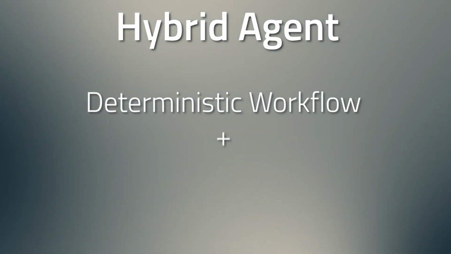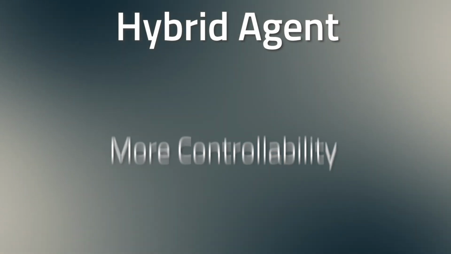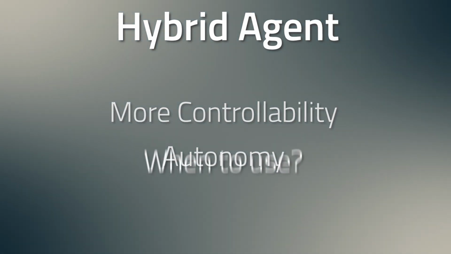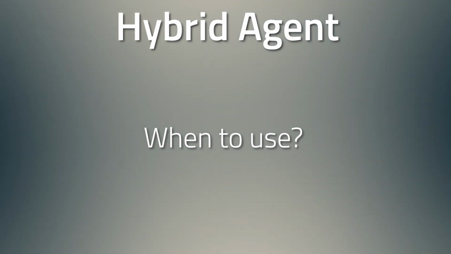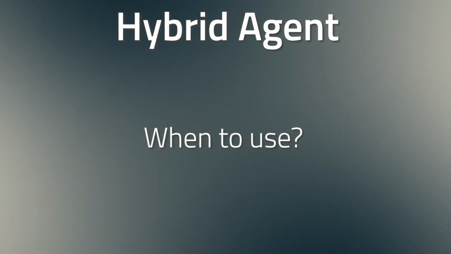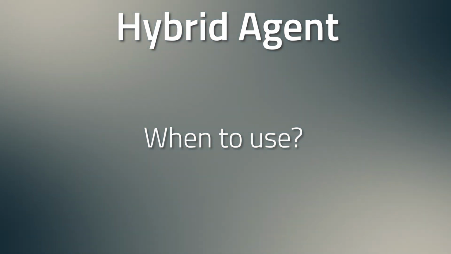This approach combines a deterministic workflow and the agentic autonomous behavior. It allows for more controllability while maintaining a certain degree of autonomy. It is well suited for cases where the whole workflow has parts that need to be executed each time the agent is called, and other parts involving looping behavior and decision making.